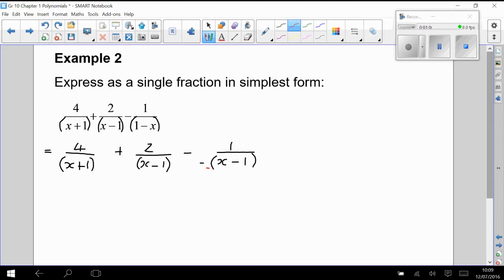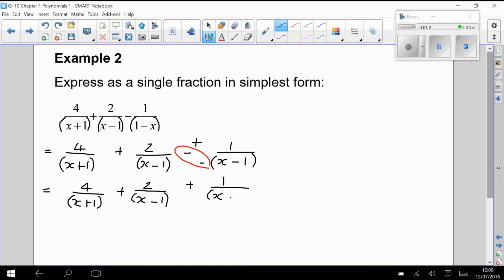Also, a minus times a minus gives me a plus, so that third term changes from a minus to a plus. Now if I write this down so that it's neat, I'm going to have 4 all over x plus 1 plus 2 all over x minus 1 plus 1 over x minus 1.